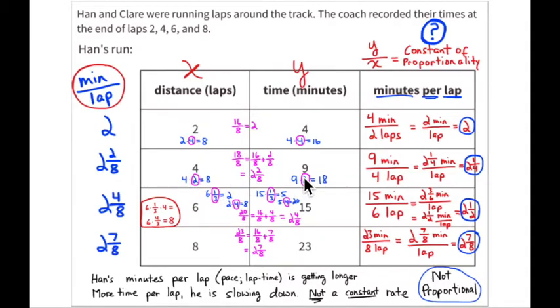For 9 minutes for 4 laps, you have to multiply both by 2 to get to 8. 4 times 2 is 8. 9 times 2 is 18. So that's 18 eighths. And what you can do in this case is pull out 16 eighths. That's equal to 2. And you're left with 2 eighths. So this is now 2 2/8. So you've gone from 2 minutes per lap to 2 2/8 minutes per lap.